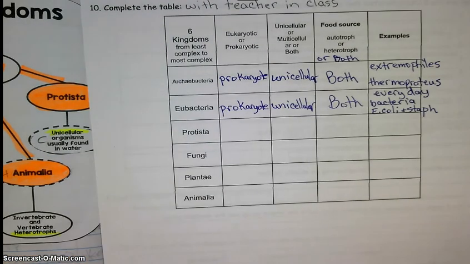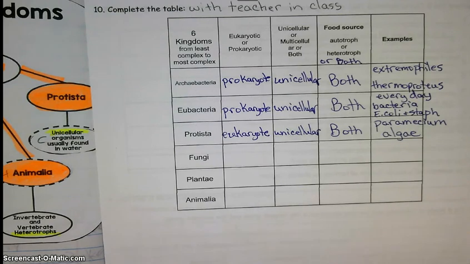Looking at eubacteria, you'll find they're prokaryotic, they're unicellular, they can be either an autotroph or a heterotroph, and these are everyday bacteria. You hear about them on the news, like E. coli or staph, or like Staphylococcus.